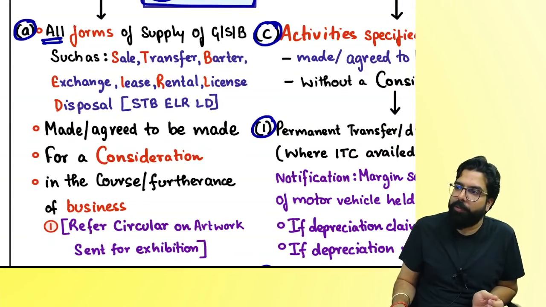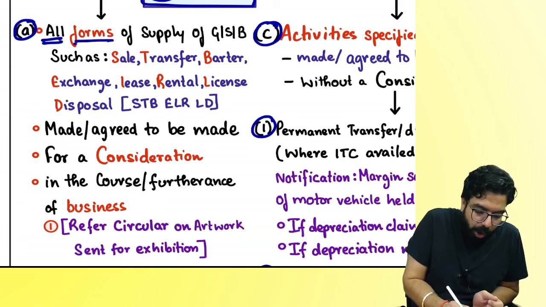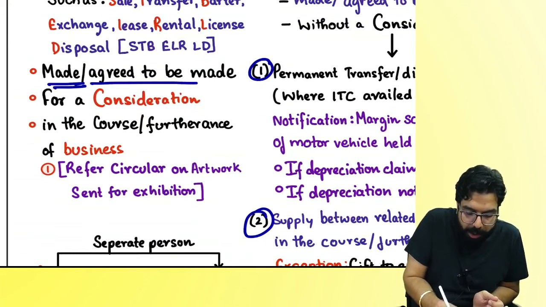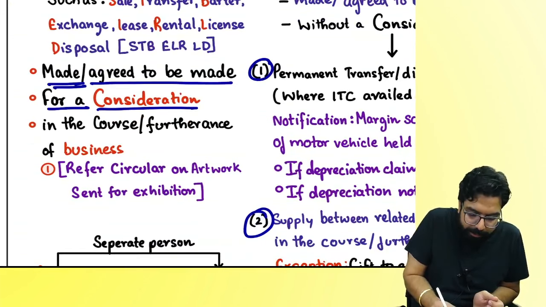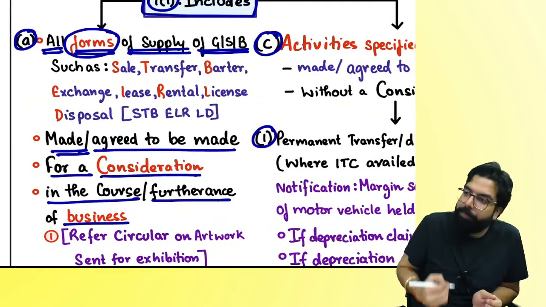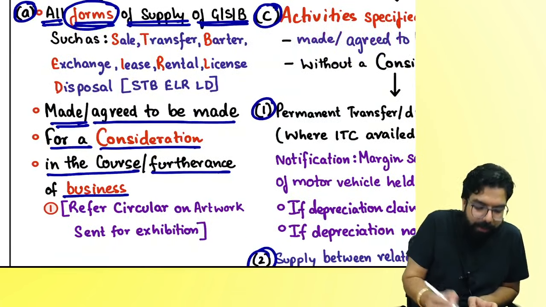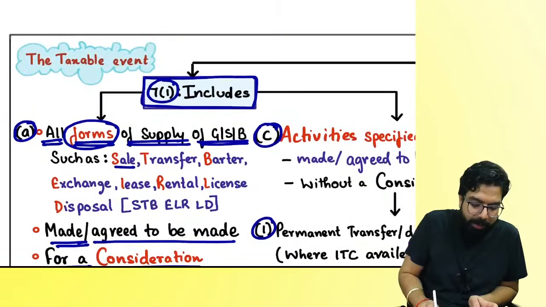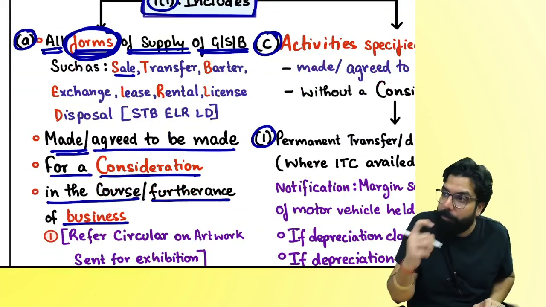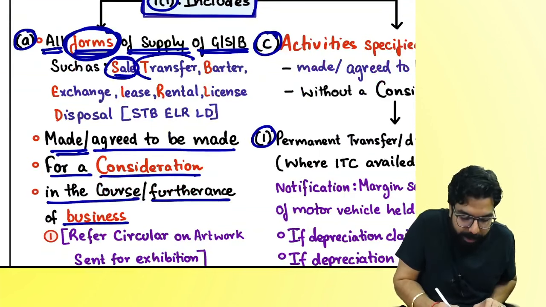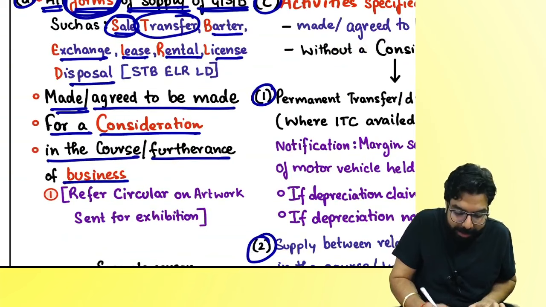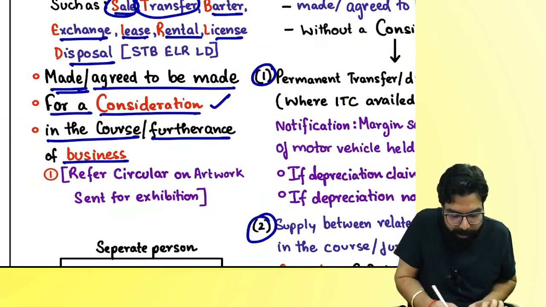Section number 7.1A says what, everyone? All forms of supply of goods, services or both made or agreed to be made for a consideration in the course or furtherance of business. People, listen. It has to be a form of supply, whether you call it sale, transfer, barter, exchange, lease, rental, license or disposal, but that supply has to be done for a consideration, and it has to be in the course of your business.